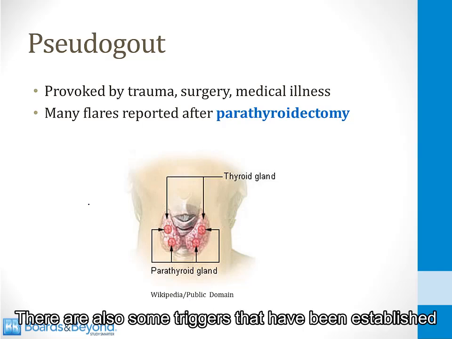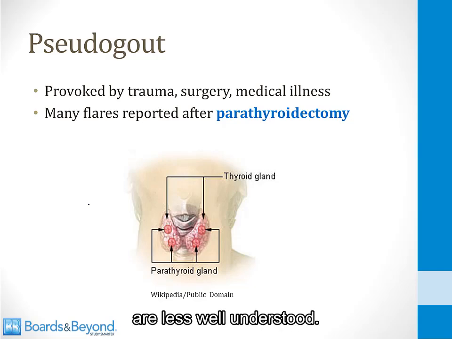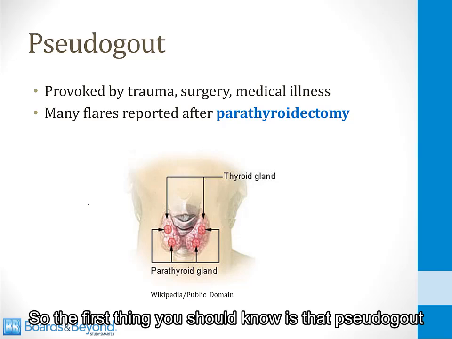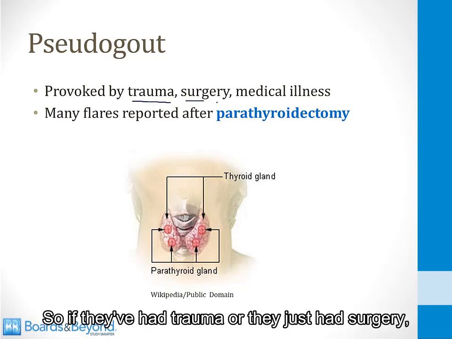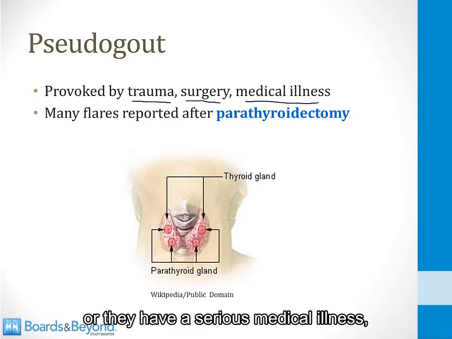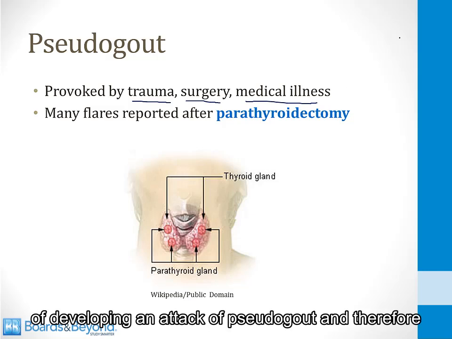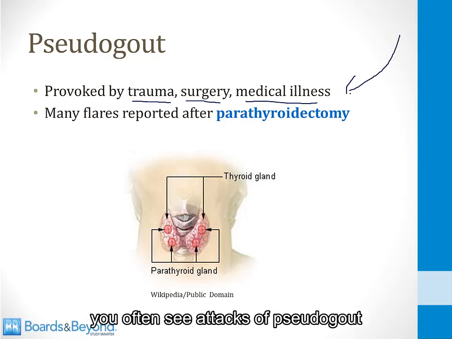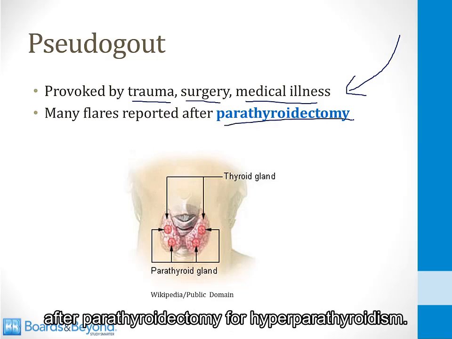There are also some triggers that have been established for pseudogout, although the mechanisms of these triggers are less well understood. So the first thing you should know is that pseudogout often happens to patients who are sick. So if they've had trauma, or they just had surgery, or they have a serious medical illness, these things are all associated with a higher likelihood of developing an attack of pseudogout, and therefore you often see attacks of pseudogout in hospitalized patients. In addition, many flares of pseudogout have been reported after parathyroidectomy for hyperparathyroidism.